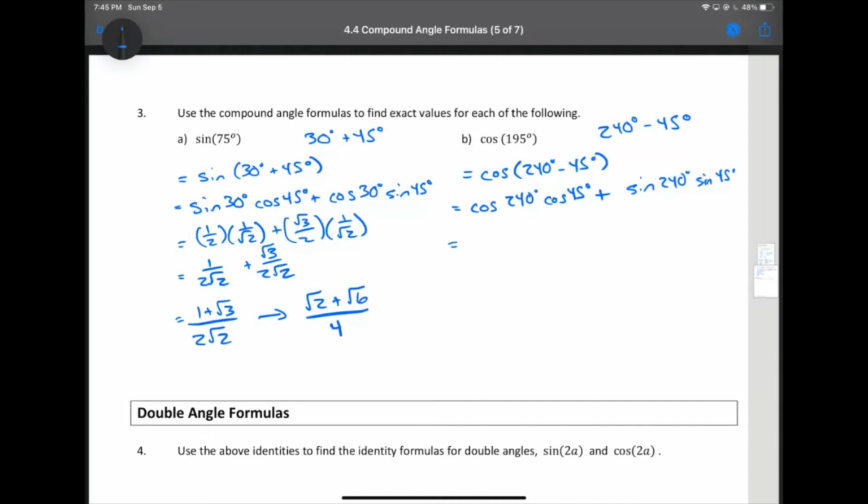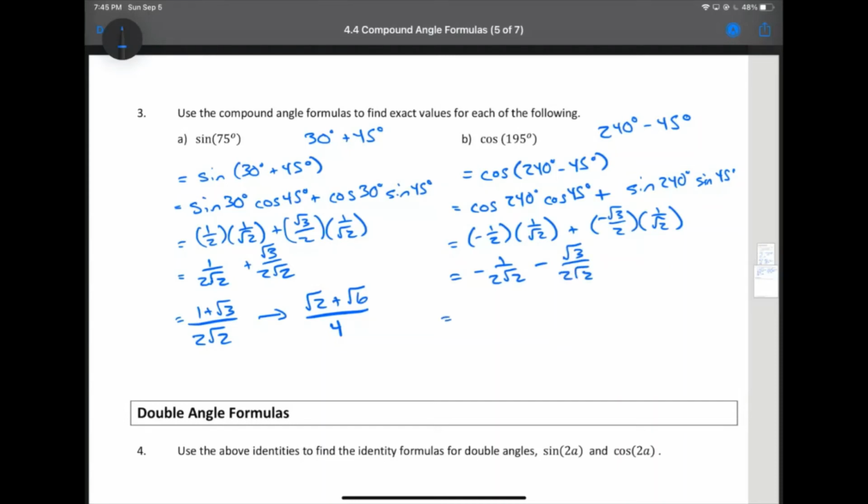Okay, when we plug that all in, cos of 240 degrees is negative a half. Cos of 45 is 1 over root 2. Sine of 240 is negative root 3 over 2. Sine of 45 is 1 over root 2. So that gives us negative 1 over 2 root 2 minus root 3 over 2 root 2.